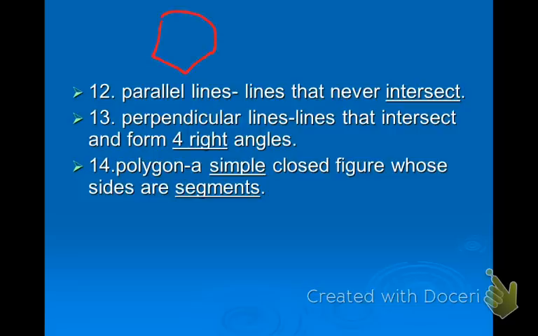So would that be a polygon? No, because this side is not a segment. Would this be a polygon? No, because it's not simple, because the lines cross. Would that be a polygon? Yes. So it's closed, its sides are segments, and they don't cross like that. So that's what a polygon is.